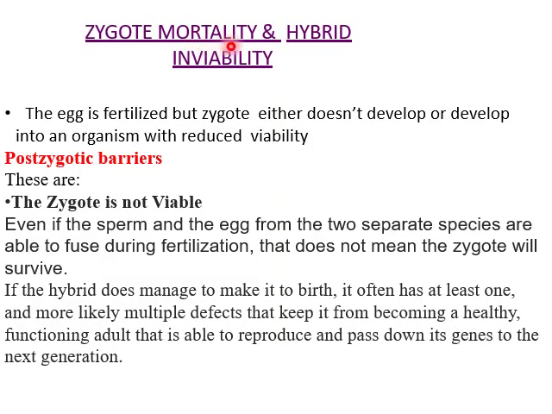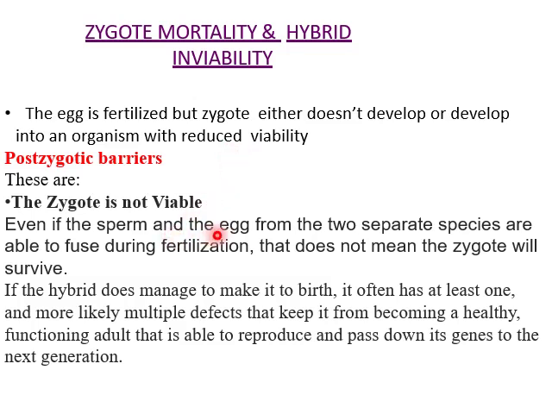Dear students, now we are going towards the second type of post-zygotic isolation, called hybrid inviability, or it can also be called that the zygote is not viable, or the zygote is inviable. In this type of isolation, the egg and sperm may fuse and form a zygote, but the zygote either does not develop or develops into an offspring having a lower viability rate.